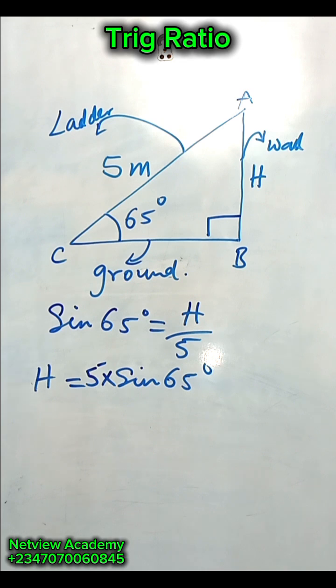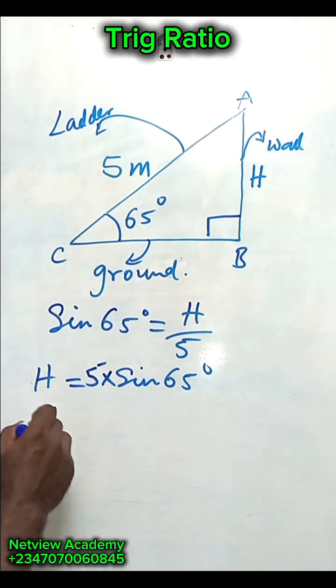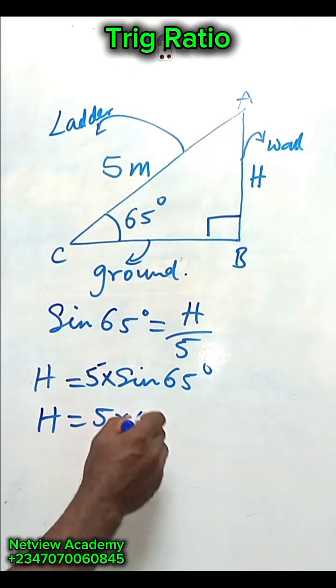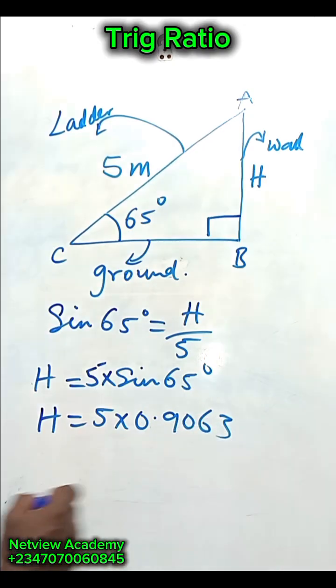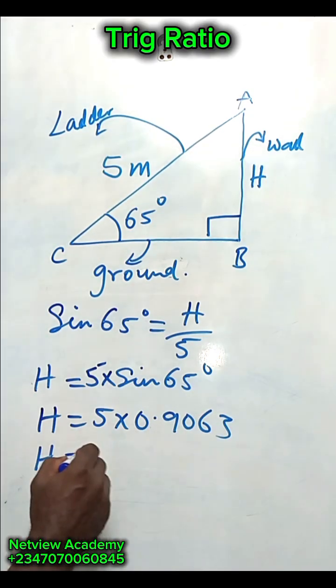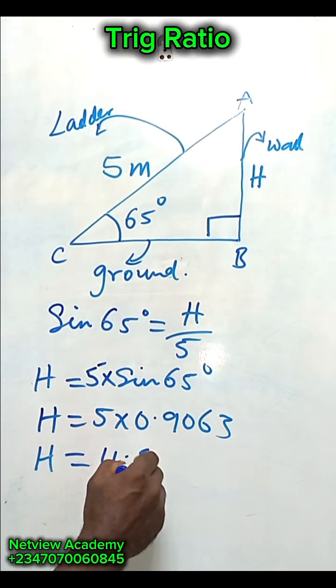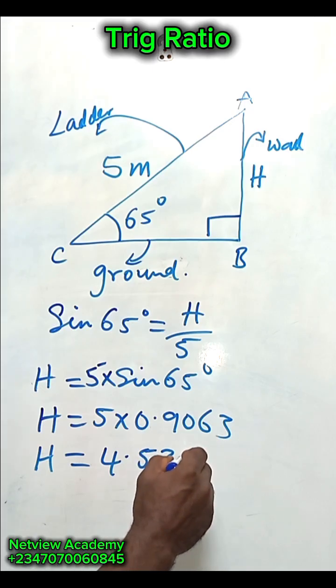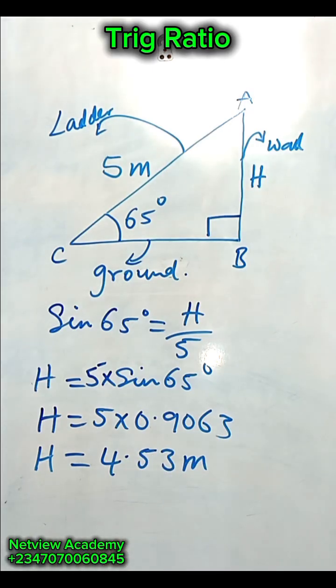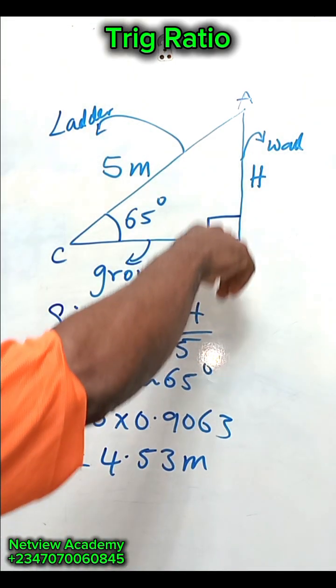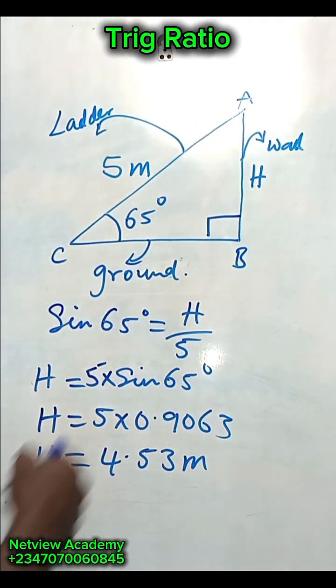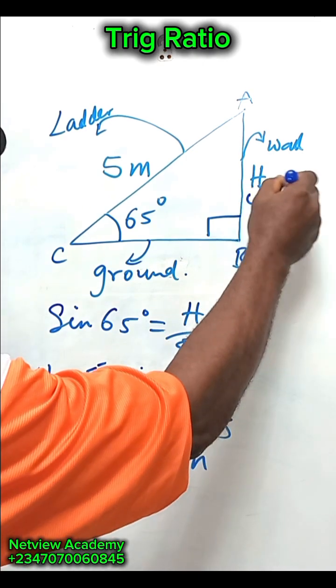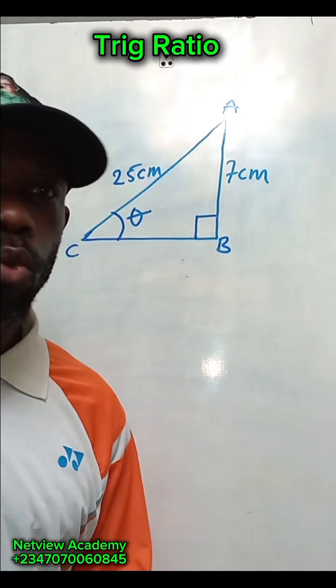The value of sine 65 degrees is approximately 0.9063. Therefore, H is equal to 5 multiplied by 0.9063, where H is equal to 4.53 meters approximately. Therefore, the distance between the ground and where the ladder touches the wall is equal to 4.53 meters.